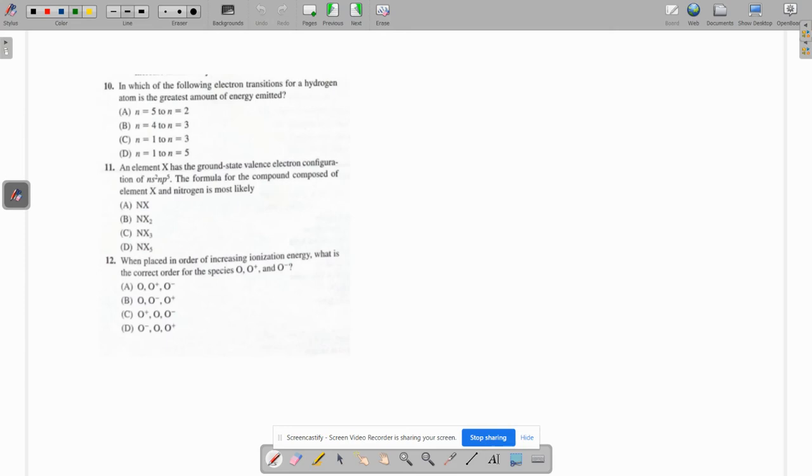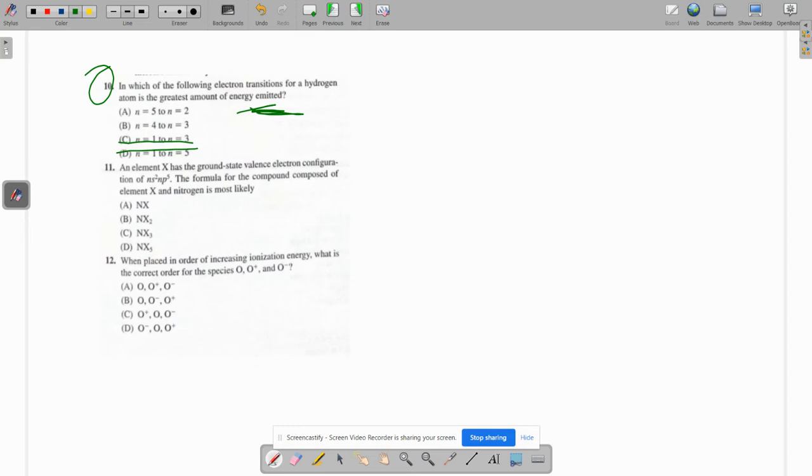Moving right along. Number 10 says, in which of the following electron transitions for hydrogen atoms is the greatest amount of energy emitted? And emitted is a really important word because emitted means that energy is released, which implies that you're falling from high energy to low. So my point is that C and D are off the table because they both involve jumping up to higher energy levels. That would require an addition of energy. So A and B are on the table.